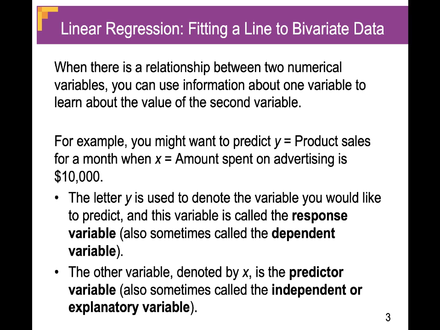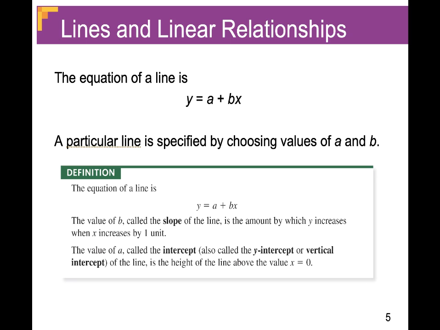When calculating the correlation, we did not need to identify which value was the predictor and which value was the response. But now that we're going to be creating a line, we do need to know which one predicts which. The equation for a line in statistics is y equals a plus bx.